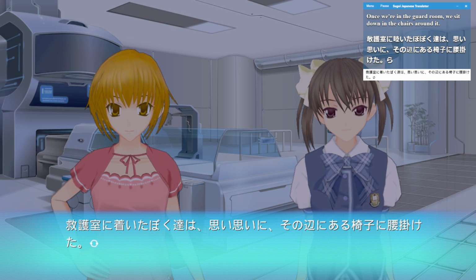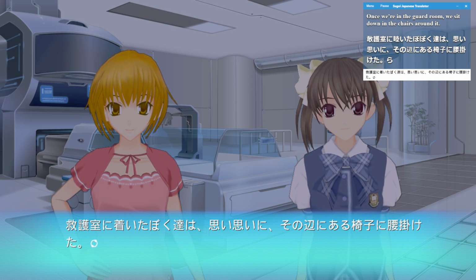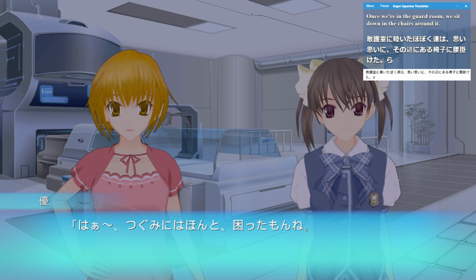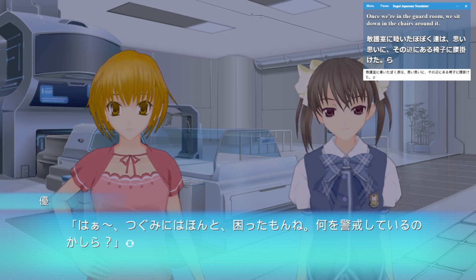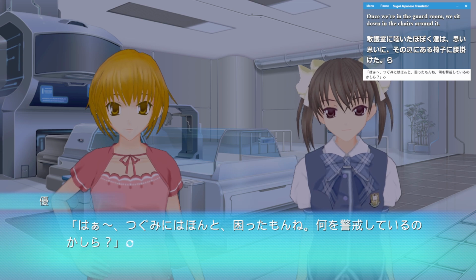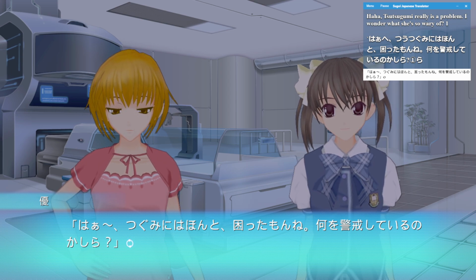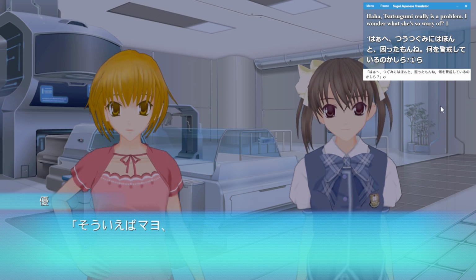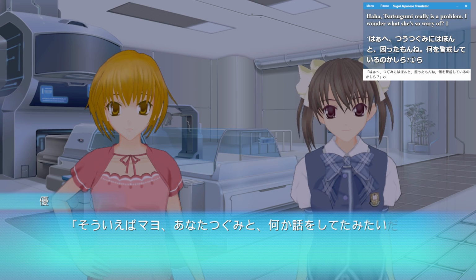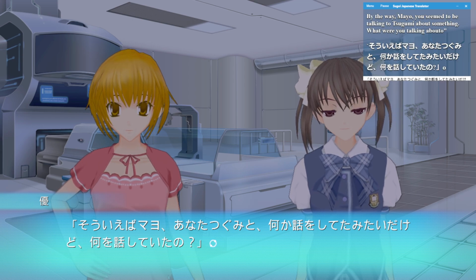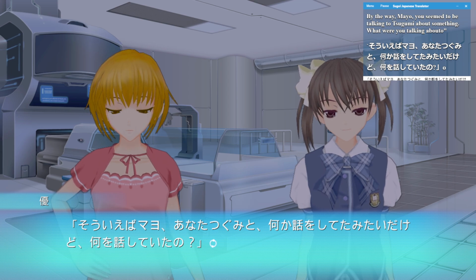Once we were in the infirmary, we sat down in the nearby chairs. Tsugumi really is a problem. I wonder what she's wary of. By the way, Maya, you seem to have been talking to Tsugumi about something. What were you talking about?